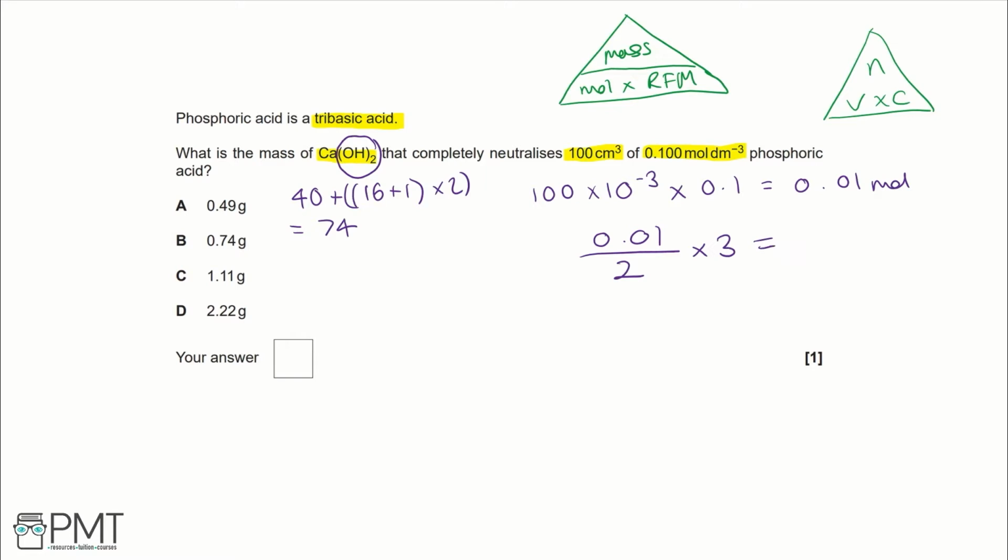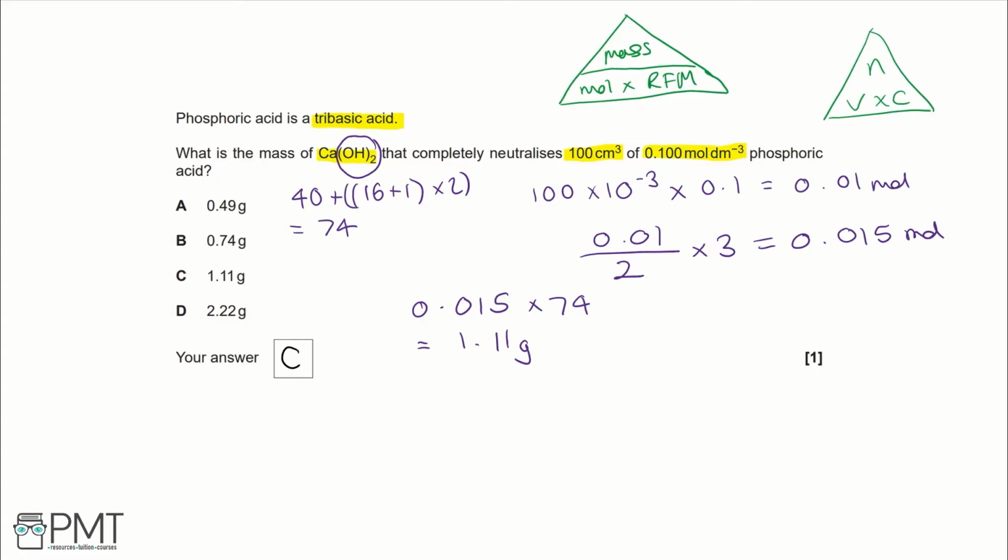And this equals 0.015 moles. So then we're going to do 0.015 times 74, which equals 1.11 grams. So that equation is just using the second equation triangle that I've written. And 1.11 grams matches the answer for C. So we can write this in the answer box.